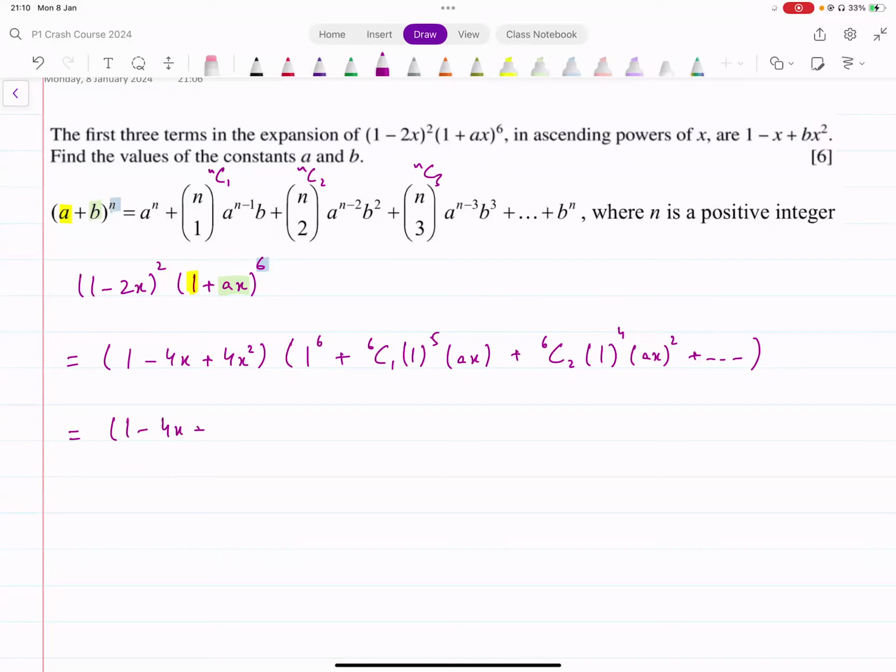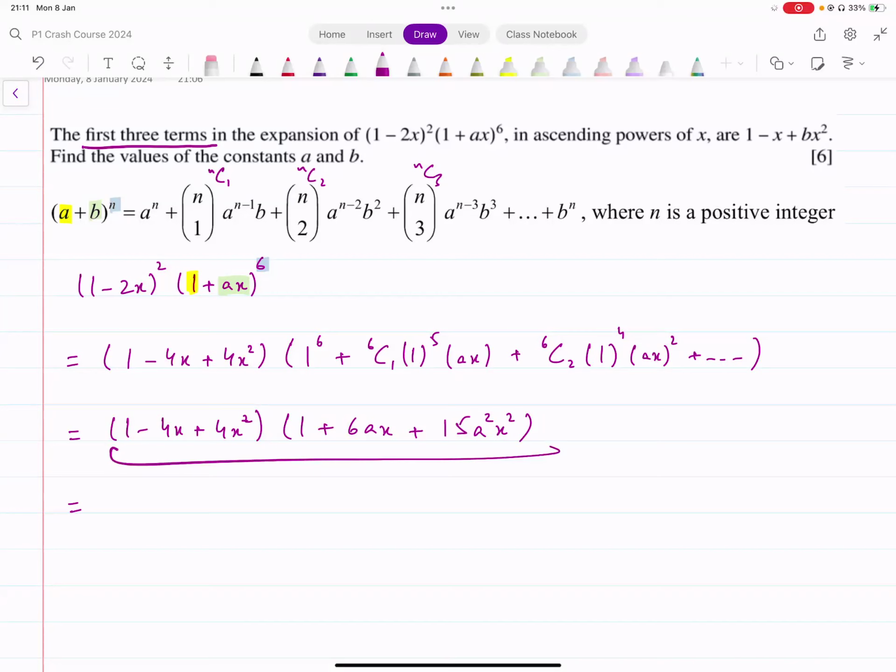(1 - 4x + 4x squared) into (1 + 6C1, which is 6. We get 6 times ax plus 6C2. Again, do that on your calculator. That will give you 15 into (ax) whole squared. That is a squared into x squared. Again, we are ignoring the rest of the terms. Now we do multiplication. This is the expansion that we have done. And this is what they have given us. Remember, we are only given the first 3 terms in the expansion in ascending powers of x.